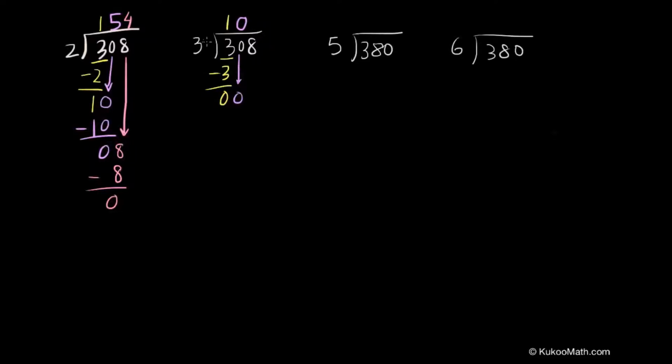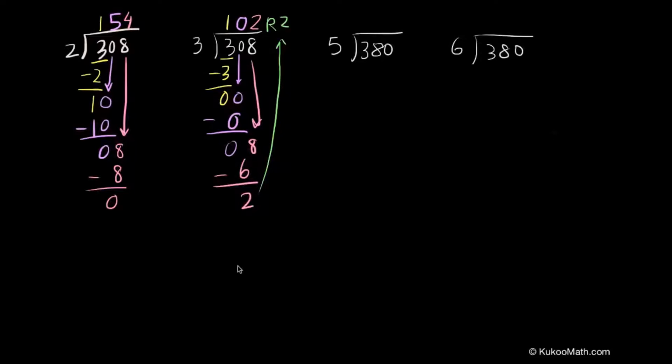And just like we've done before, we multiply. 3 times 0 is 0, and we write the answer, and we subtract. Again, it's 0. Now we can bring down the last digit, 8. And so now we're trying to do 8 divided by 3. The closest we can get is 3 times 2. 3 times 2 is 6. And when we subtract, we get 2. There's no more digits to bring down, so 2 is our remainder. And our answer is 102, remainder 2.